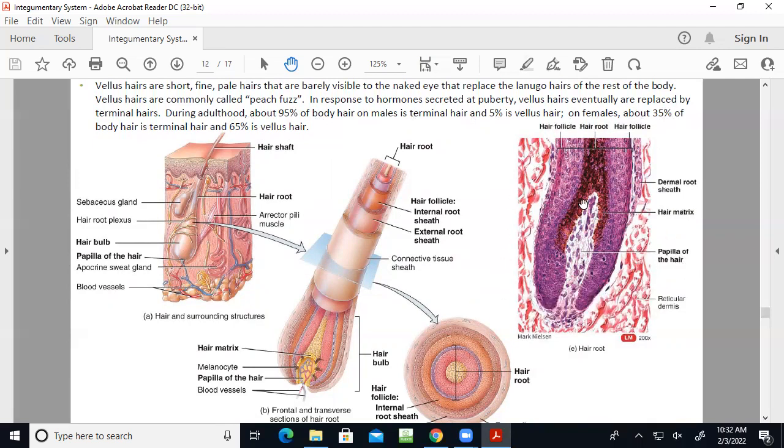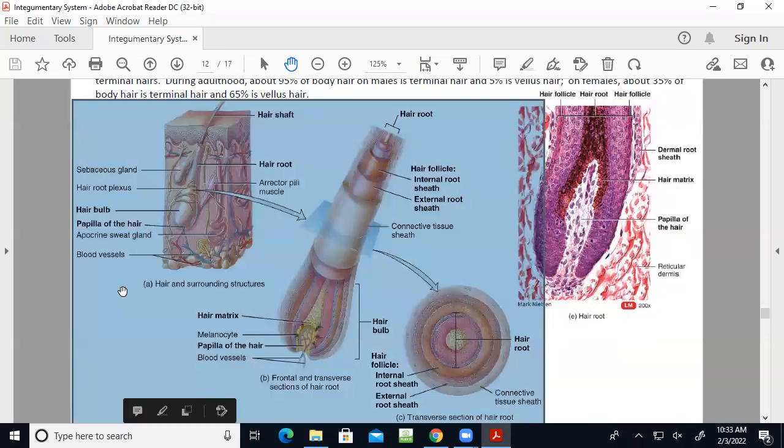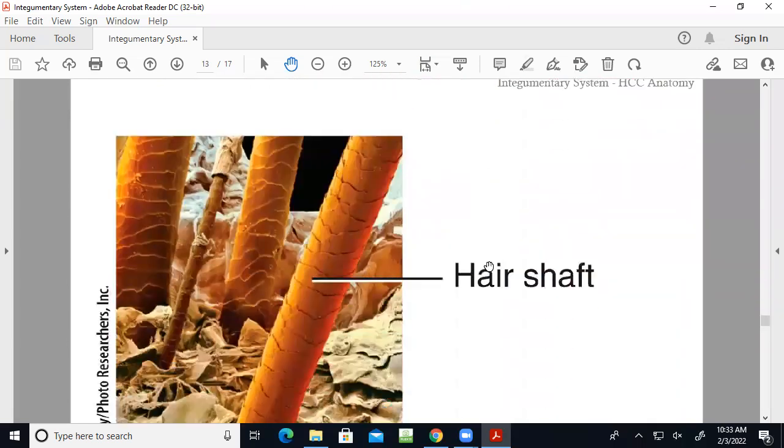Looking at this same figure, these two images I'm not going to worry about. I did reference them a little bit, but this is the image that I want you to know for the exam. I would say everything in this picture would be fair game, with the exception of blood vessels, so you can cross that off. Now, we're going to talk more about apocrine sweat glands, which are visible here in this picture and are associated with our hair, but we'll do that in just a second.